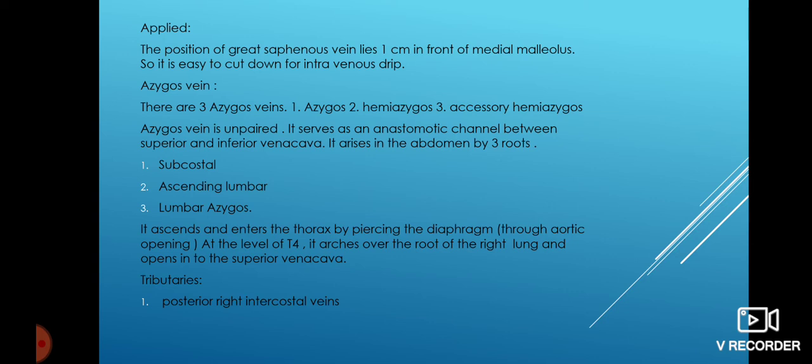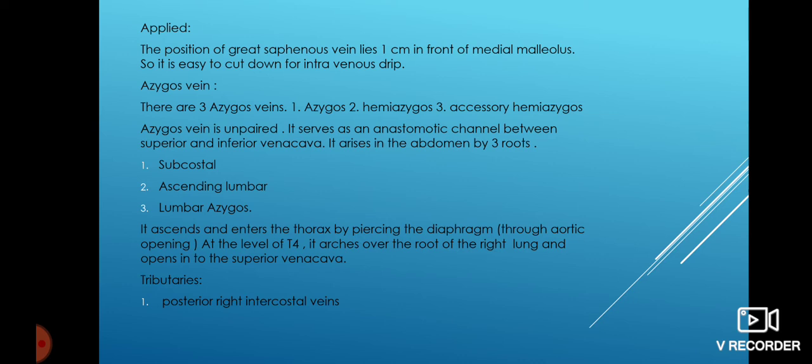Azygous veins, there are 3 in number. Azygous veins are 3 sets: azygous vein, hemiazygous vein, and accessory hemiazygous vein. Azygous means unpaired. Unpaired veins. Only one vein can be seen in the body, azygous. It serves as an anastomotic channel between the superior and inferior vena cava.